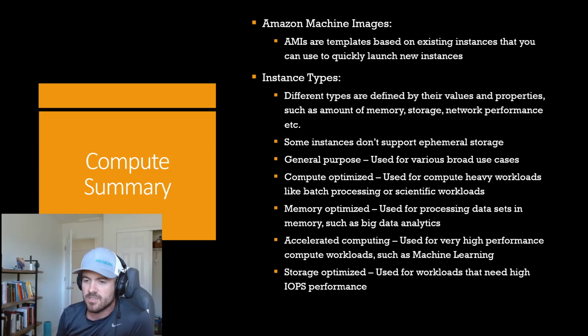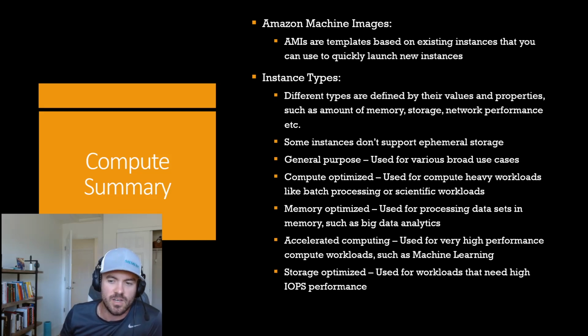Memory optimized, used for processing data sets in memory, such as big data analytics. Accelerated computing, used for very high performance compute workloads like machine learning or GPU intensive applications. And then storage optimized is used for workloads that need high IOPS performance, like data warehousing.